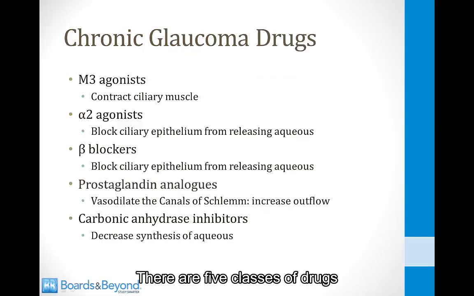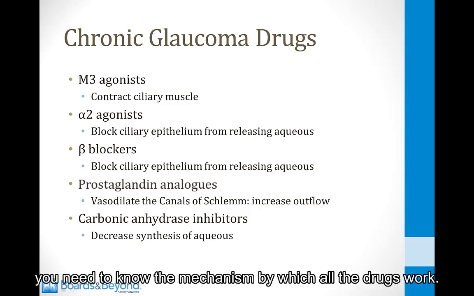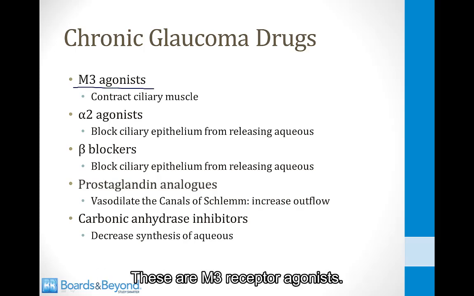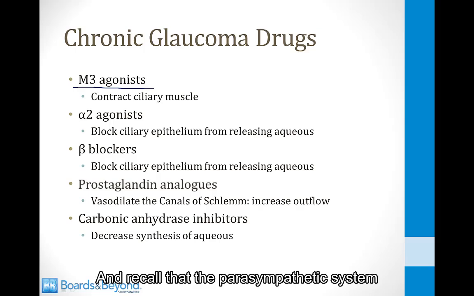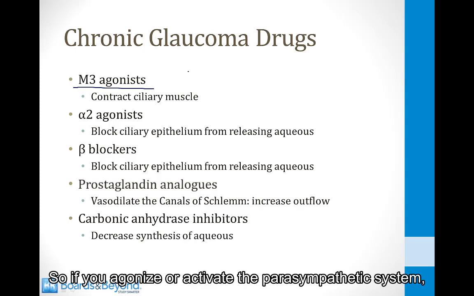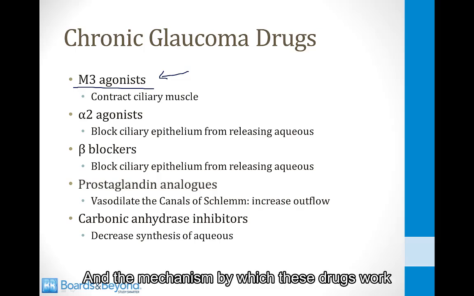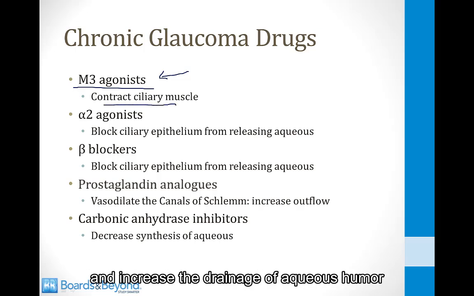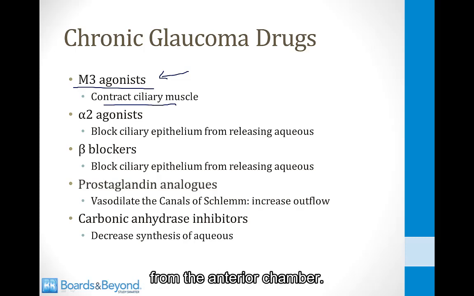There are 5 classes of drugs used to lower the intraocular pressure in chronic open-angle glaucoma, and just like for systemic hypertension, you need to know the mechanism by which all the drugs work. The first group are the muscarinic agonists. These are M3 receptor agonists, and recall that the parasympathetic system lowers intraocular pressure. So if you agonize or activate the parasympathetic system, you will lower intraocular pressure. And the mechanism by which these drugs work is to contract the ciliary muscle and increase the drainage of aqueous humor from the anterior chamber.